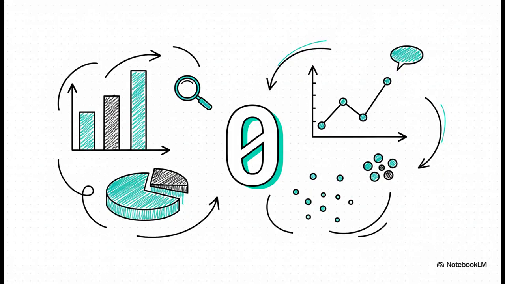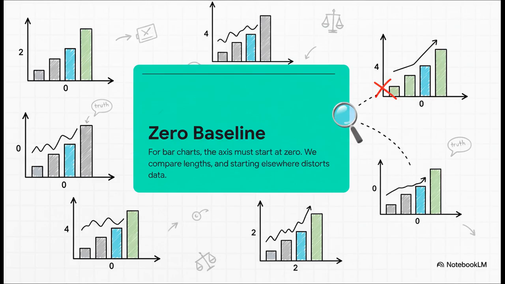Now, I want to talk about one single number. Just one. But it's a number that can make or break the trust your audience has in you, especially with one of the most common charts out there. And that number is 0.